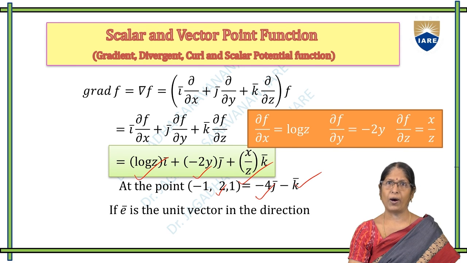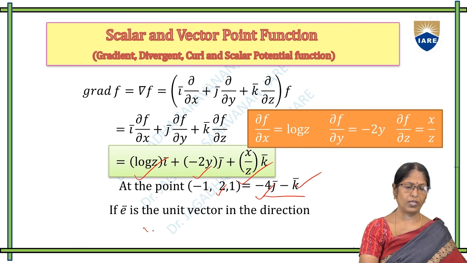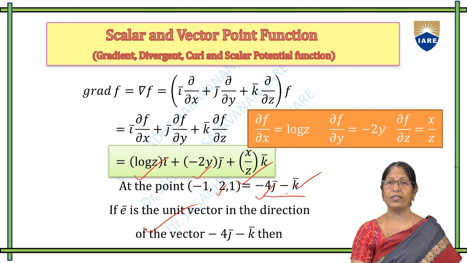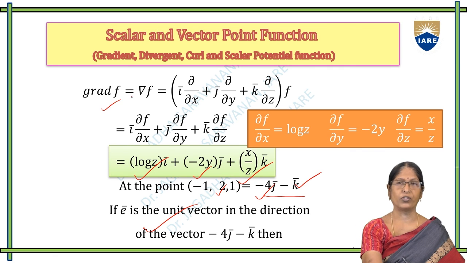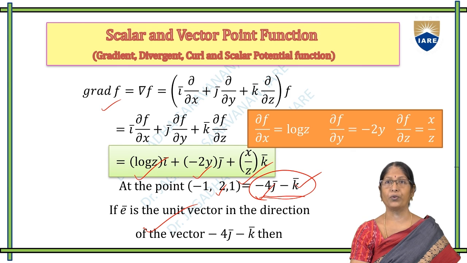Next, at the particular point which is given in the question, we did f, we did gradient f, and at the particular point we substituted the values of x, y, z in the respective places. We obtained minus 4j minus k. Now, suppose e vector is the unit vector in the direction of the vector, because they actually asked for the unit vector normal to the surface f. What we obtained is minus 4j minus k, which we have to convert into a unit vector.